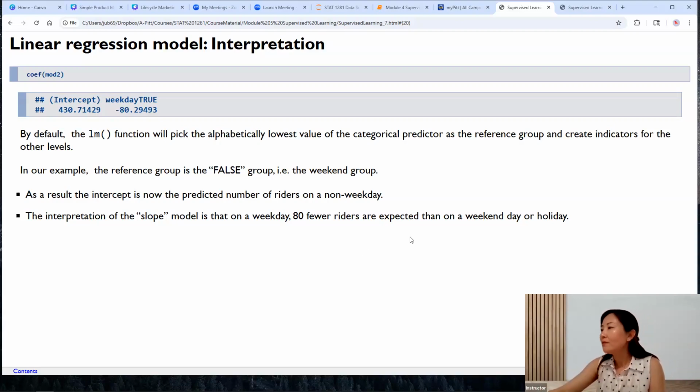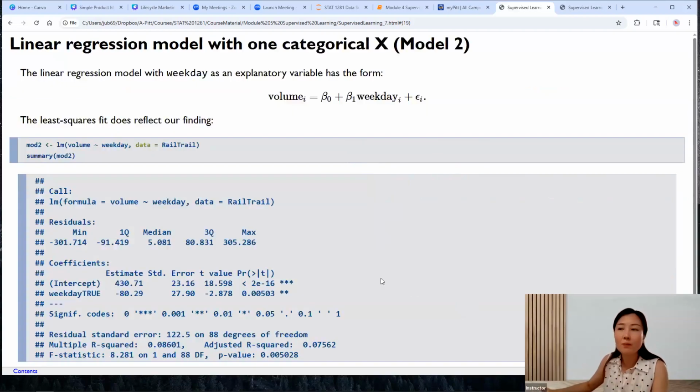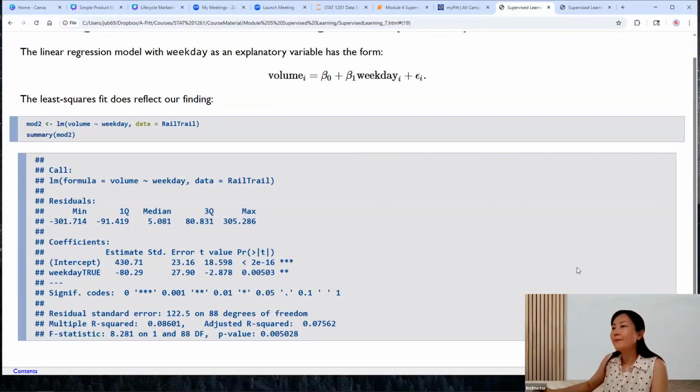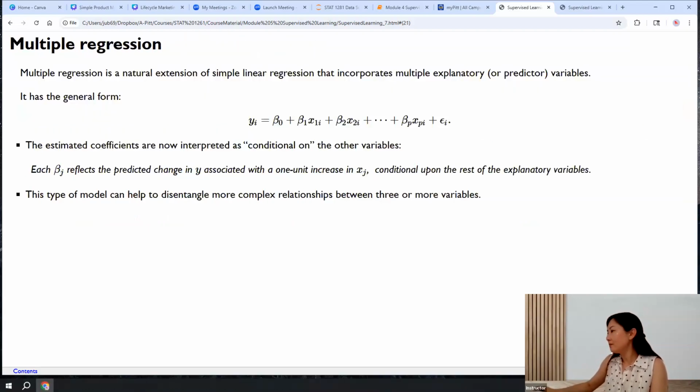Okay? So both of them are actually means. So this is weekday, this is weekend. And the difference is the slope for weekdayTRUE. Okay. So this is a simple linear regression model with one categorical variable.